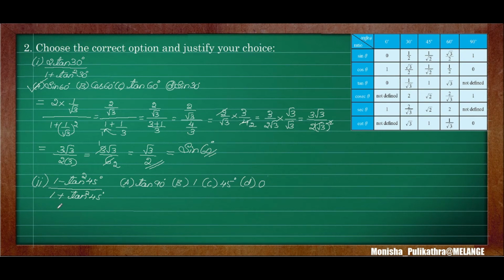So let us do it. Tan 45 is 1, so tan 45 square is 1 square, divided by 1 plus again tan 45 square, 1 square. So 1 minus 1 square is 1 minus 1, divided by 1 plus 1. 1 minus 1 is 0, 1 plus 1 is 2. So 0 by 2 will be 0 itself. So 0 is the fourth option. I hope you understood this.